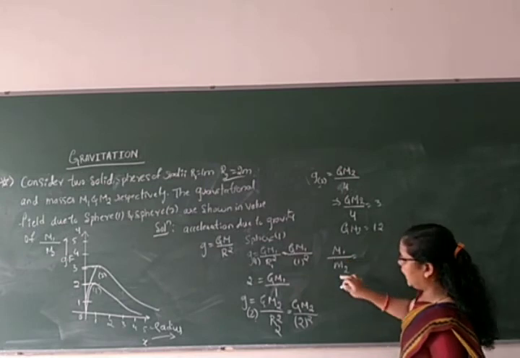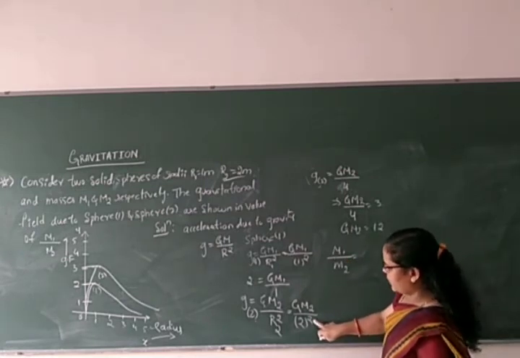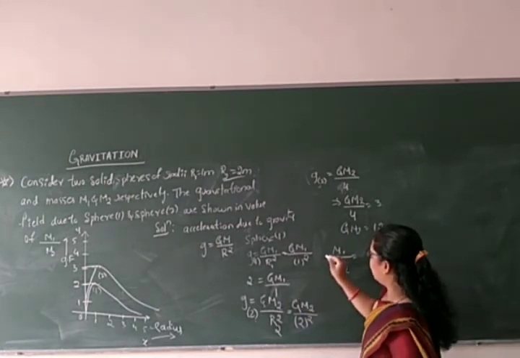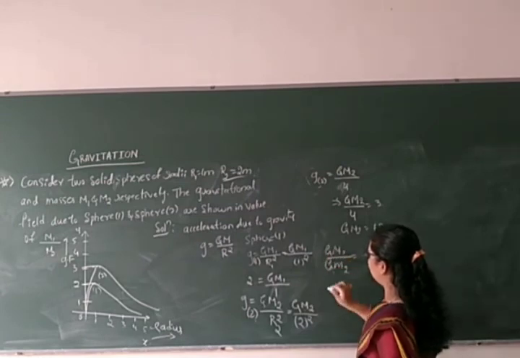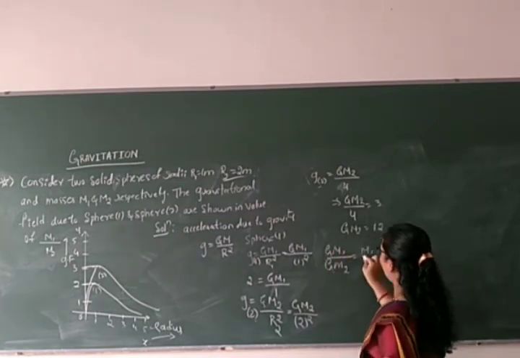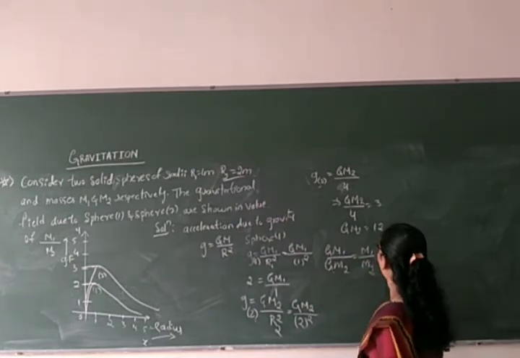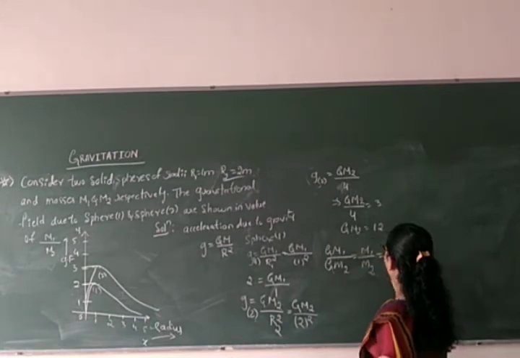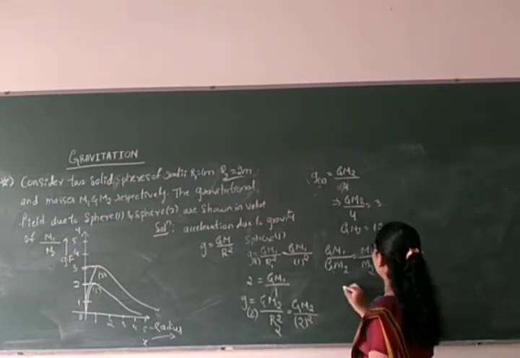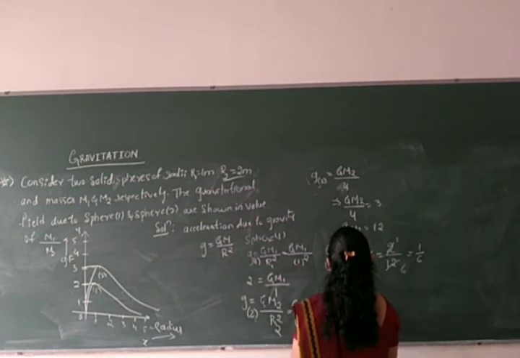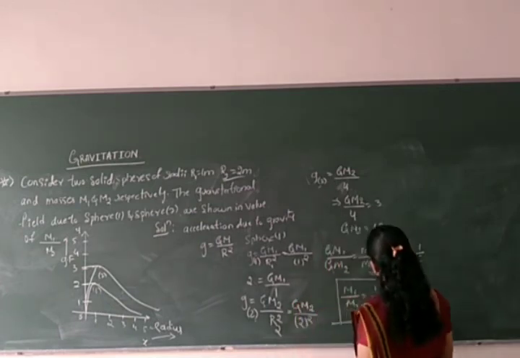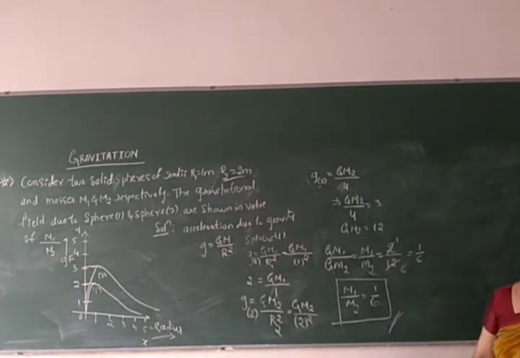So what is M1 here? Let it be G m1 and G m2. Both will cancel, remaining with M1 and M2 here. So M1 is 2, and M2 is what here? 12 here, right? So 2 ones are 2, 2 sixes are 12. So what do we get? 1 by 6. The ratio of M1 and M2 is equal to 1 by 6 here. This is the expected answer for the solution here.